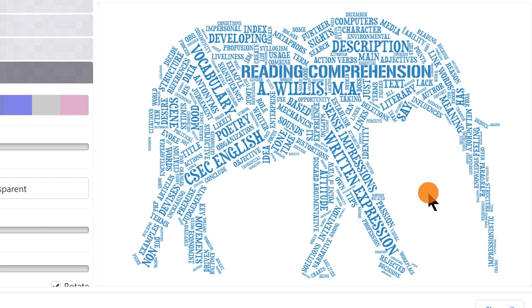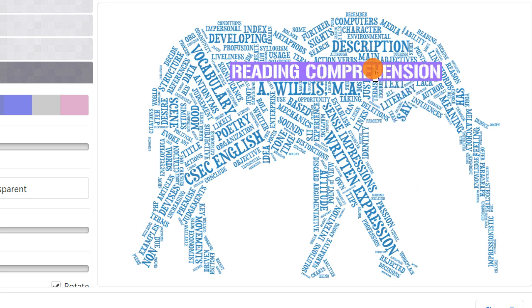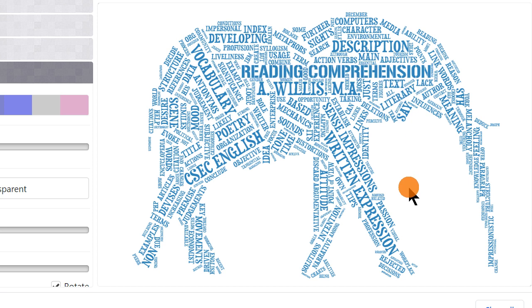On your screen you see a word cloud. A word cloud of different terms related to the topic we're covering, reading comprehension. Now a word cloud is a cluster of words and phrases, for example, written expression, sense impressions, vocabulary, description. A word cloud is a cluster of those expressions, those terms that are related to the topic we are studying.